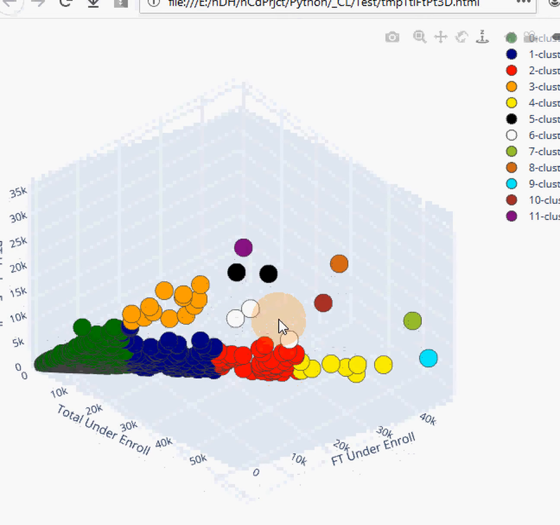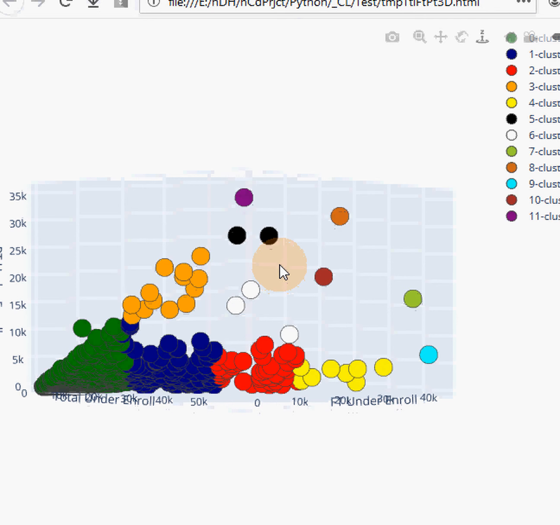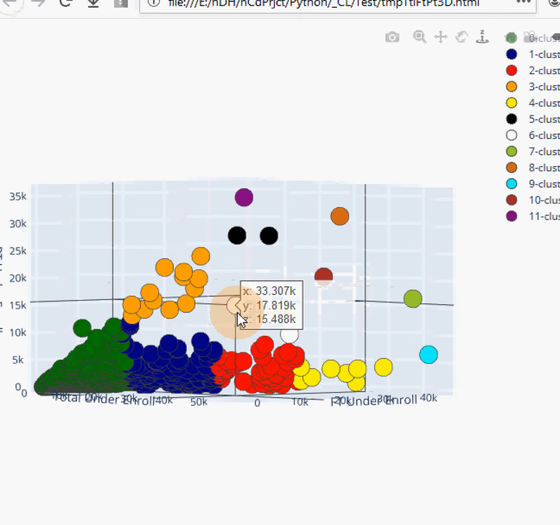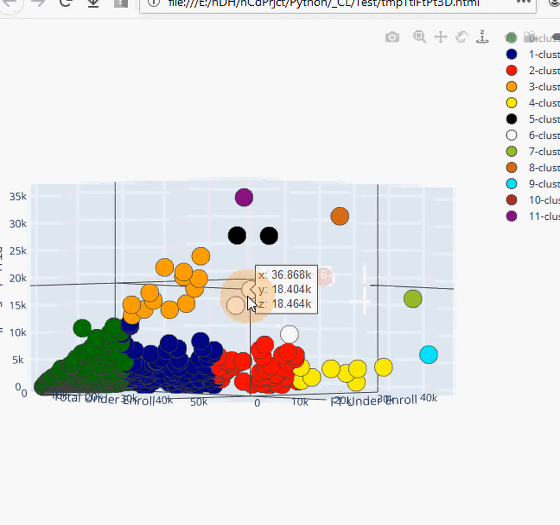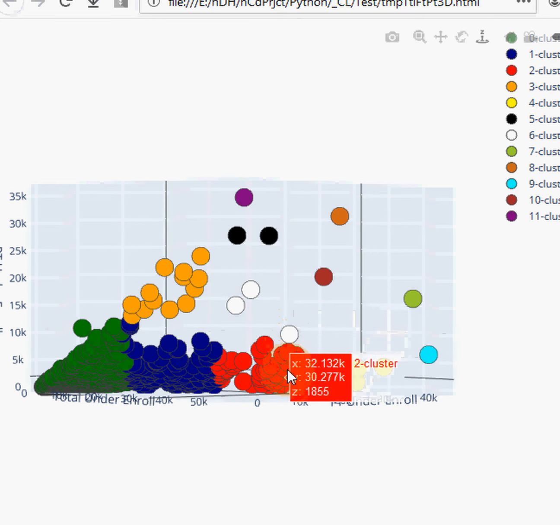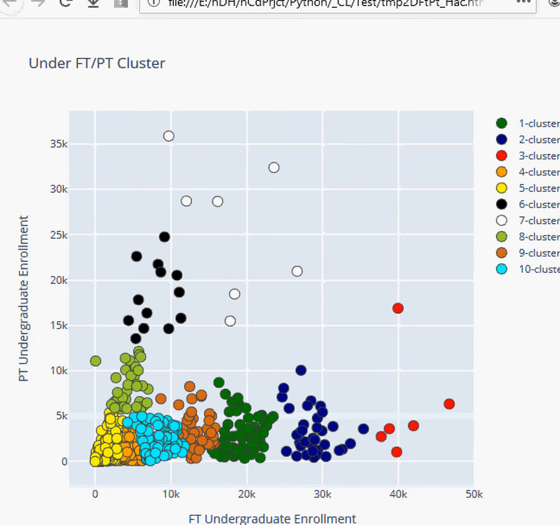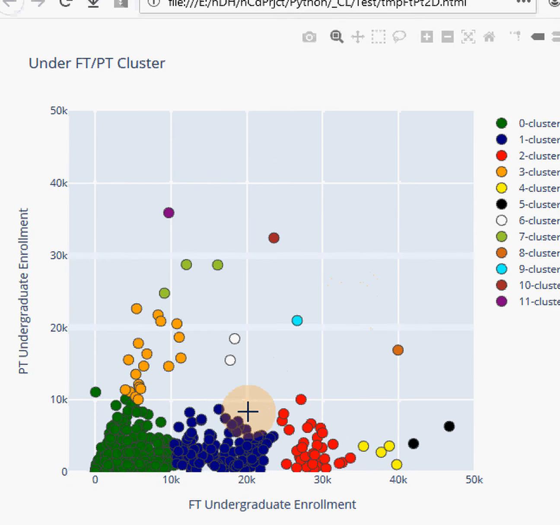One thing I'd like to point out here is why this is important. If you look over here, the white group actually has 3 points. 2 of them are here, and 1 of them is sort of close to the red. If we go back to the corresponding 2D, this is basically the same full-time undergraduate total and the same part-time undergraduate total, but we didn't include the undergraduate total.